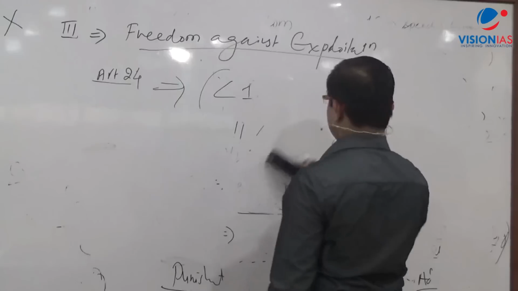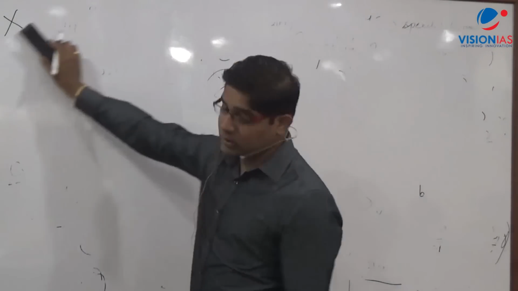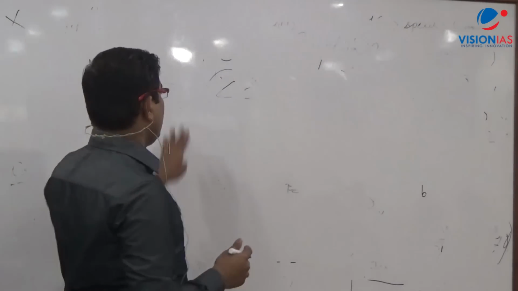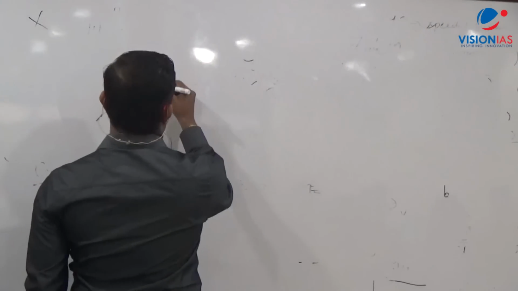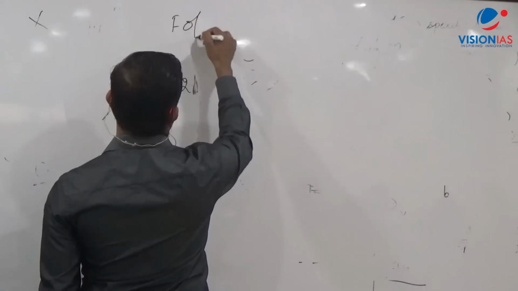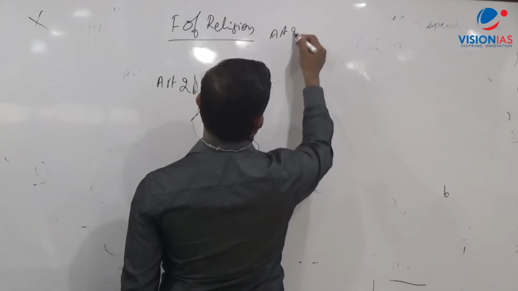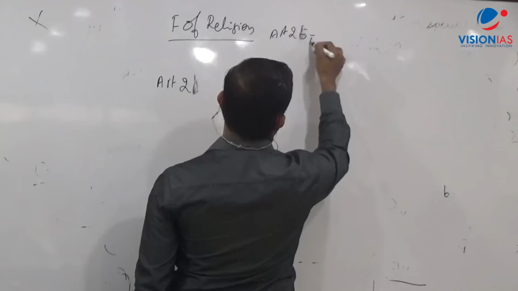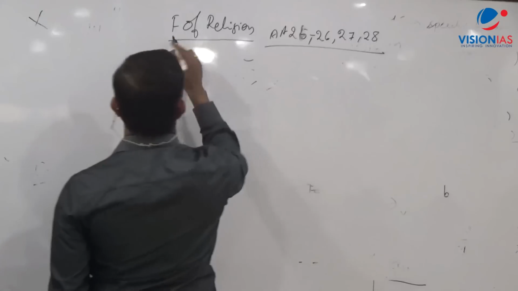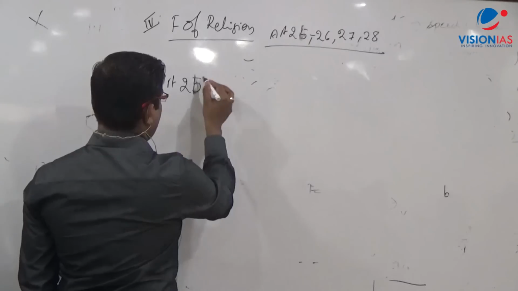What is the next act? 25. Now थोड़ा सा जल्दी करते हैं. Okay, we have to finish a lot. Article 25. Now this is freedom of religion, from Article 25 to 28, Articles 25, 26, 27 and 28. This is the fourth category of rights. So we will discuss Article 25.